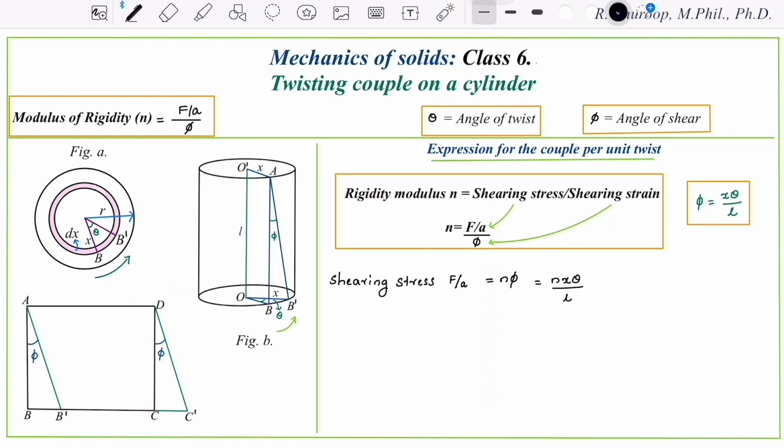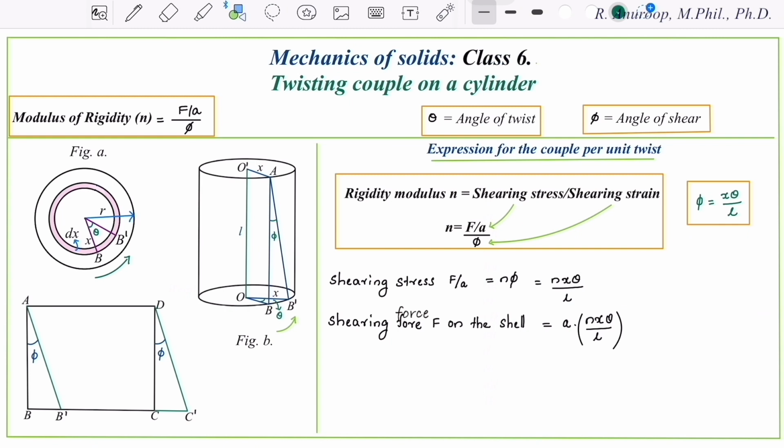Since the rigidity modulus is equal to F by A by phi, we can write the shearing stress F by A is equal to N phi, that is equal to N times x theta by L. Now, what is the shearing force F on the shell? We have taken a shell of thickness dx. When the shell is twisted, it will experience a force F.